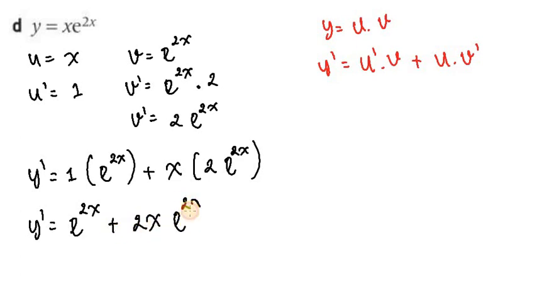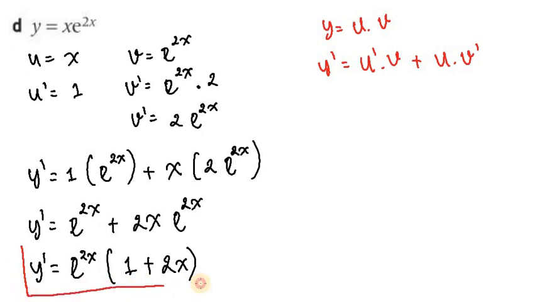If you want to factorize the e to the power of 2x, you don't need to, but if you want to, you will have e to the power of 2x in the bracket 1 plus 2x. So that will be the final answer. Yeah, factorize e to the power of 2x from both of the terms.